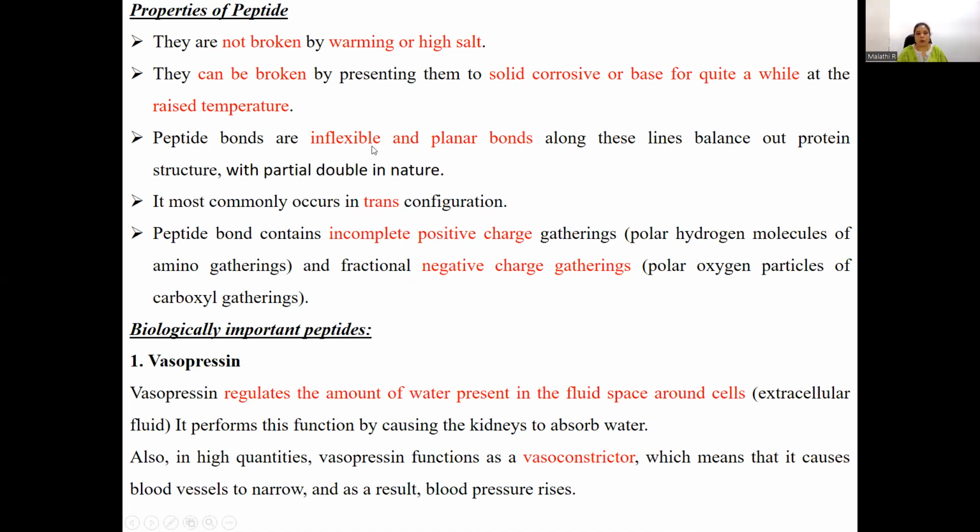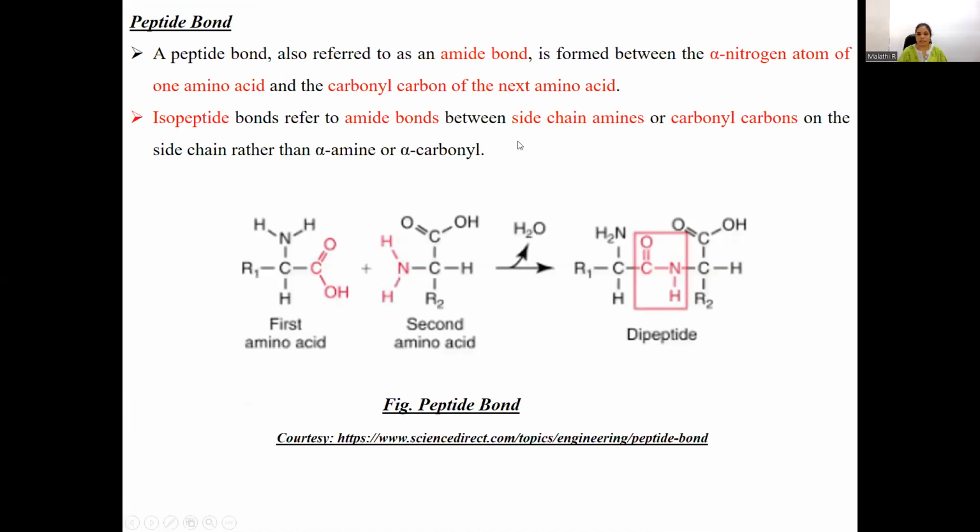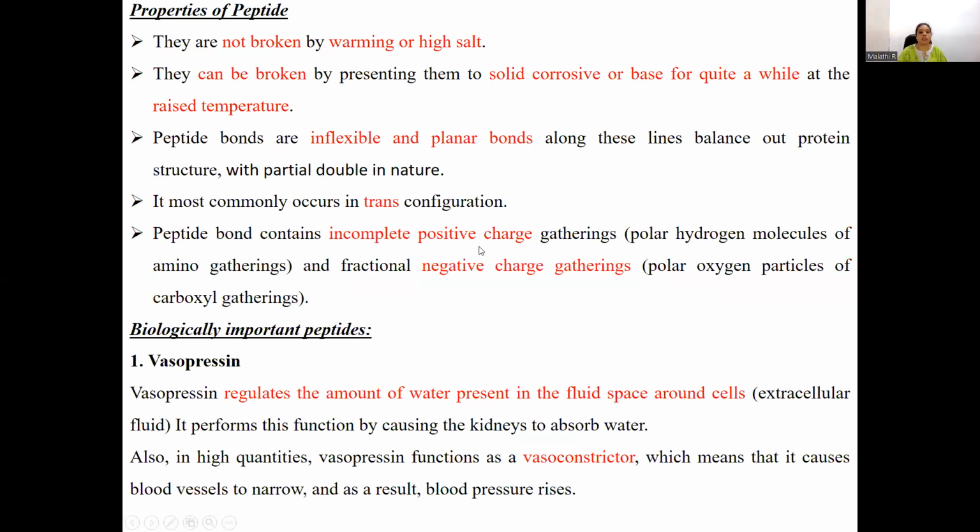The peptide bonds are inflexible and planar. So it will be planar in structure, as we saw here. It will not project above or below. C double bond O NH will be planar in structure and inflexible, so you cannot flexibly move the peptide. Along these lines, it balances the protein structure with a partial double bond nature. This balances the peptide bond and the entire protein, with a little partial double bond character, without breaking the peptide bond.